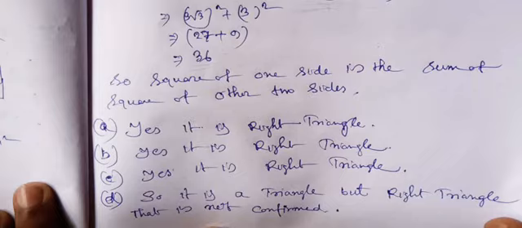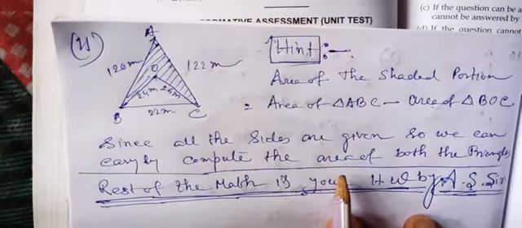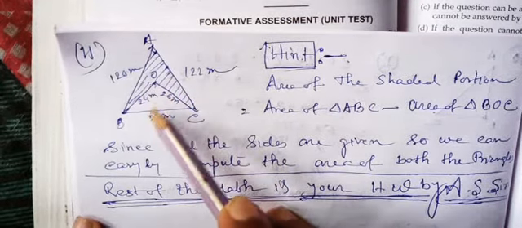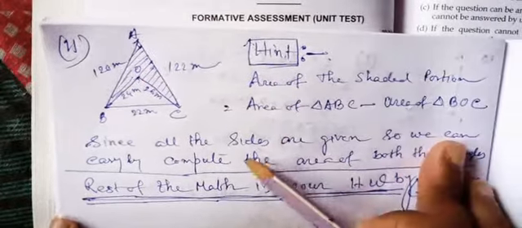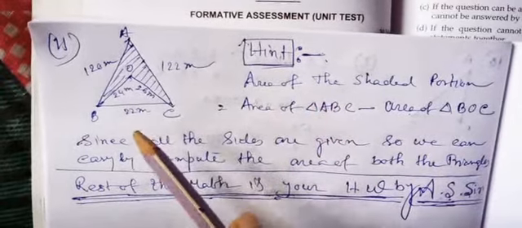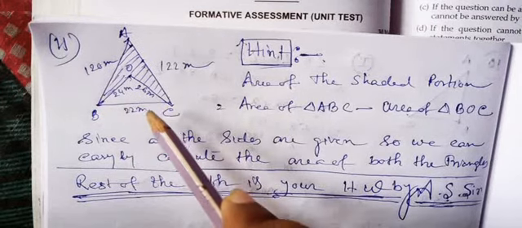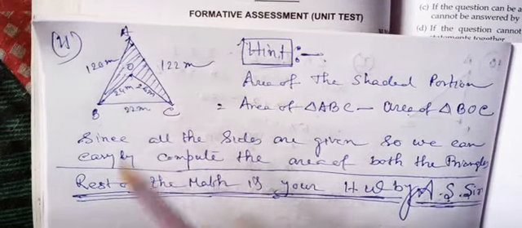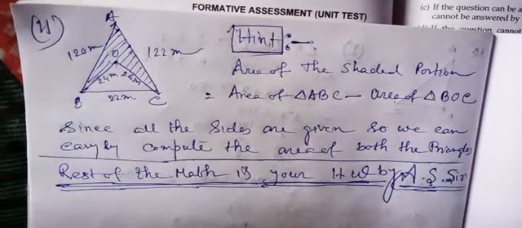Okay, so this is today's homework, and one more question is given here. In this question, all the sides are given, this side and this side. We have to find the area of the shaded portion. It is very easy. I have given you some hints. You have to read the hint and solve it yourself. First find the area of the bigger triangle, next the area of the smaller triangle. Subtract the area of the smaller triangle from the bigger triangle, then we can find the area of the shaded portion. Very easy. And the rest of the math, that is the formative assignment, is your homework.